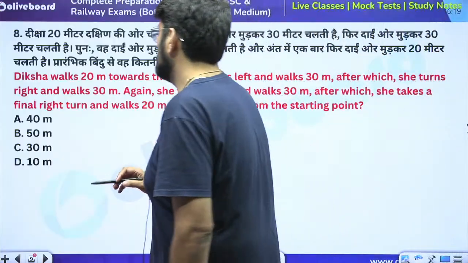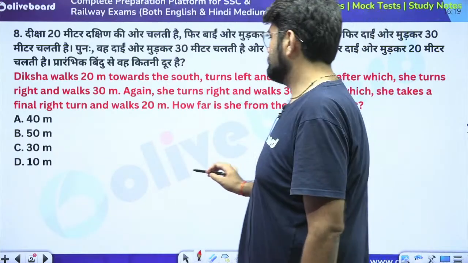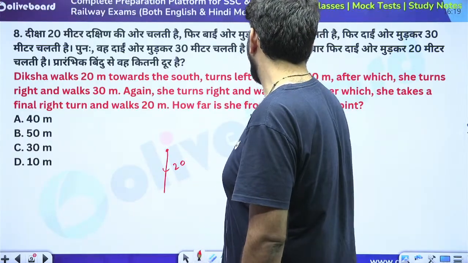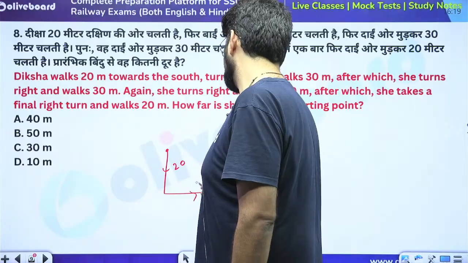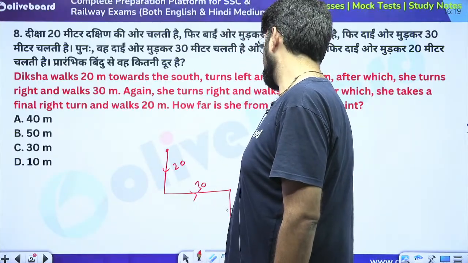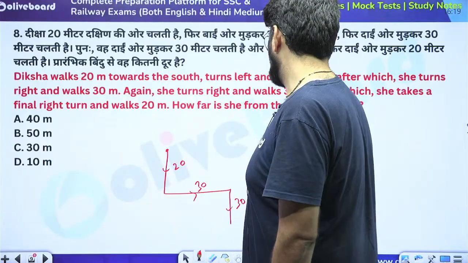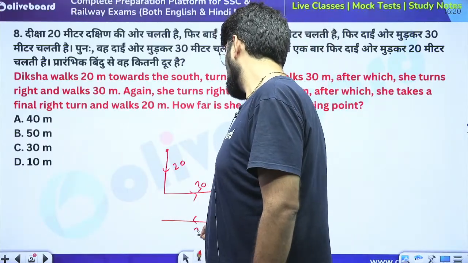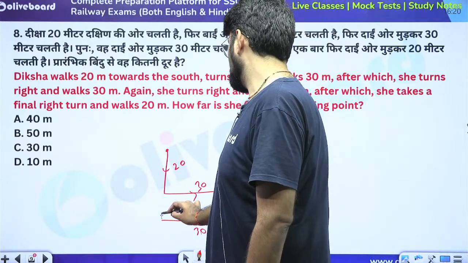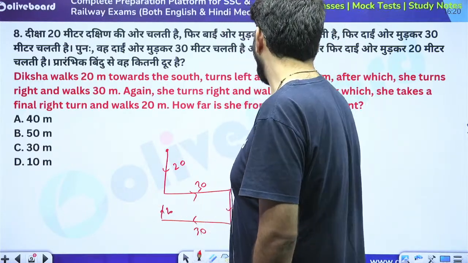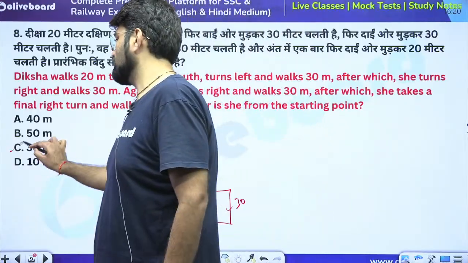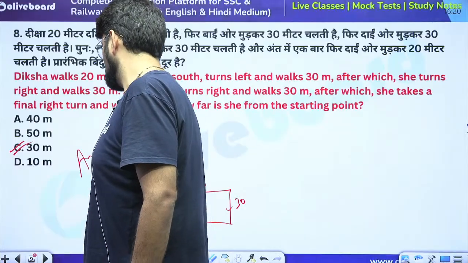Okay. Diksha walks 20 meters towards the south, turns left and walks 30 meters, after which she turns right and walks 30 meters. Again she turns right and walks 30 meters, after which she takes a final right turn and walks 20 meters. How far is she from the starting point? See, 20 and 10. She's 30 meters far from the starting point. Option C. Easy. Next.